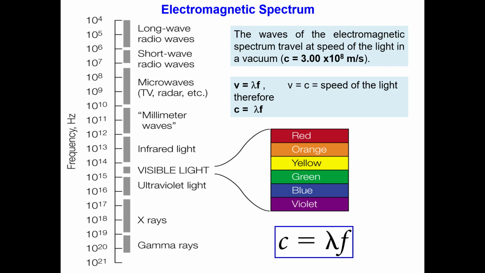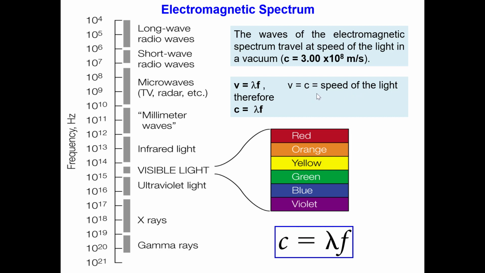Because all these are considered waves, we can describe them using the equation we use to describe sound waves: the velocity equals the wavelength times the frequency of the wave. But for this set of waves, the velocity in empty space or in a vacuum is equal to the speed of light.